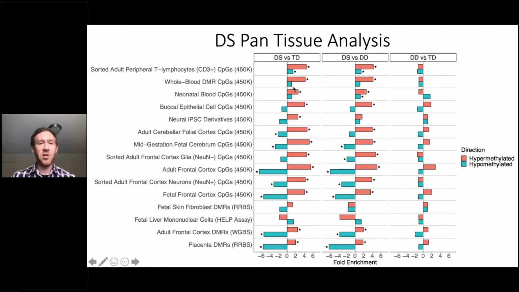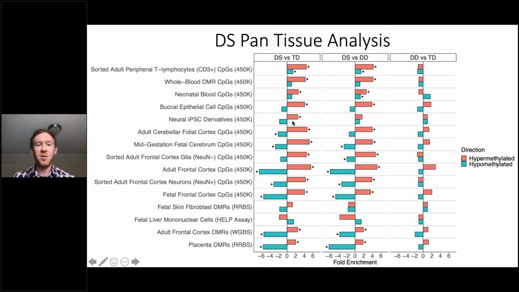So what we see is that the strongest enrichments really are in the tissue that we're assaying, which is blood. You know, the sorted adult peripheral T lymphocytes are the top hits, but we also have the whole blood DMR CpGs, as well as another study that looked at neonatal blood from a handful of samples. And what's also interesting to note is that the enrichment is very cross-tissue overall for the hypermethylated DMRs in red. A lot of different tissues are showing up as very significant. However, when we look at the hypomethylated DMRs, significant enrichments are really only seen in the blood tissues.